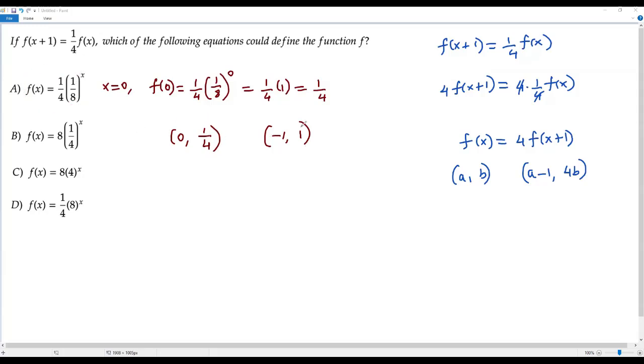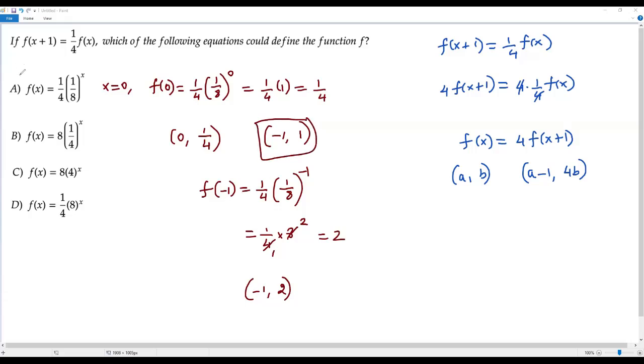Okay, now I have to verify whether I have this point (-1, 1) on the graph of f(x). For that, I have to plug in x equals negative 1 into the function, and the y coordinate must be equal to 1. Let me check it. So f(-1) equals 1/4 times (1/8) to the power of negative 1. When I take negative 1 as the power of 1/8, it becomes just 8. So 4 goes into 4 once, and 4 goes into 8 twice. I'm getting 2. So when I plug in x equals negative 1, I'm getting y equals 2. I don't get this point. So option A does not define the function f.